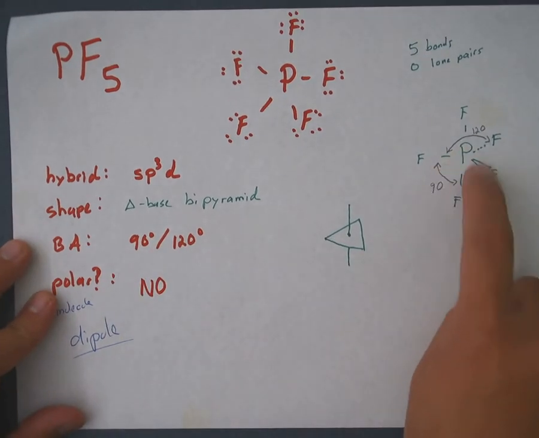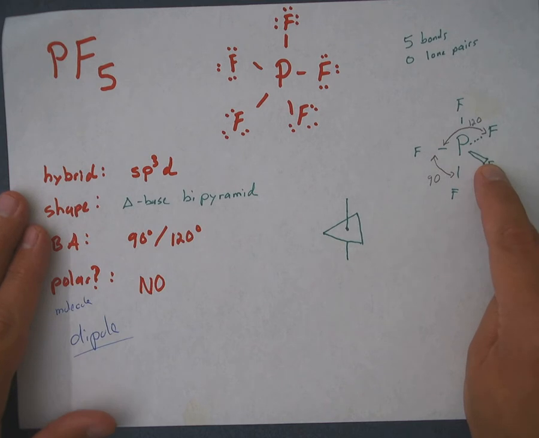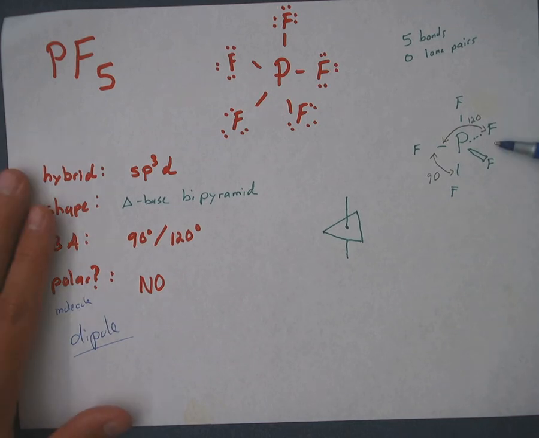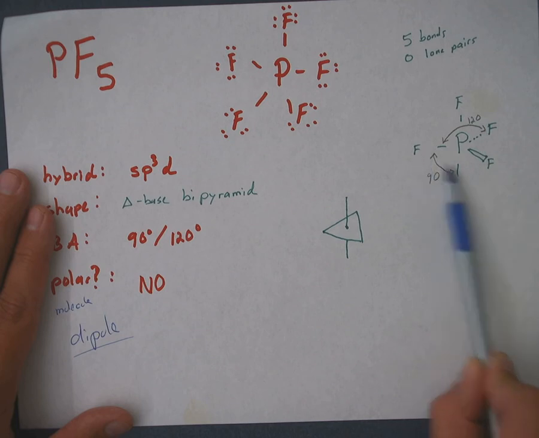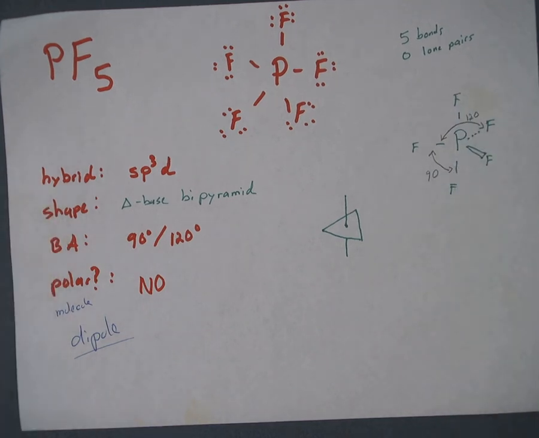This is my attempt to draw it 3-dimensionally with one fluorine coming out and one going back, and trying to label which angles are 120 degrees. This angle would be 120. From this fluorine to this fluorine would be 120. They're on the equator. We've got a north pole and a south pole that are 90 degrees.